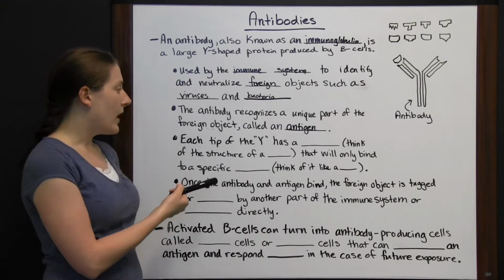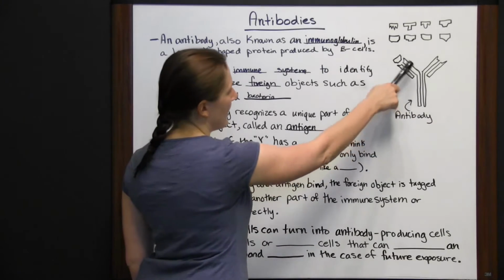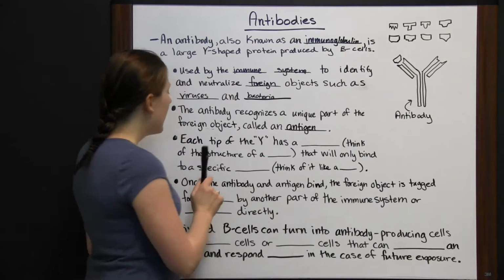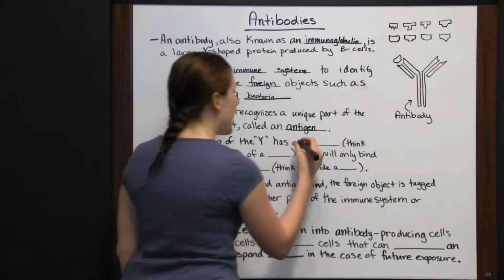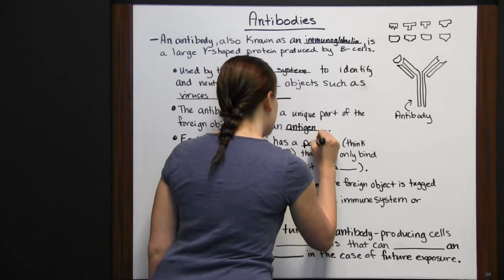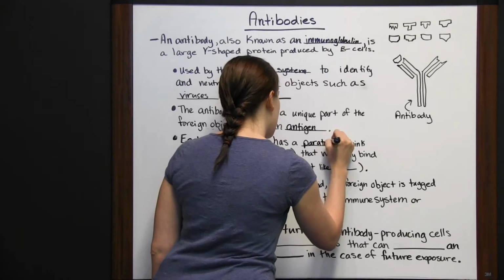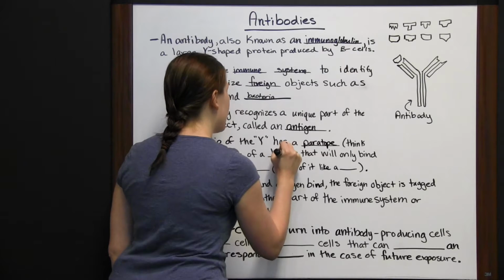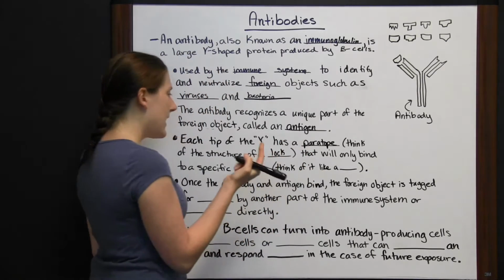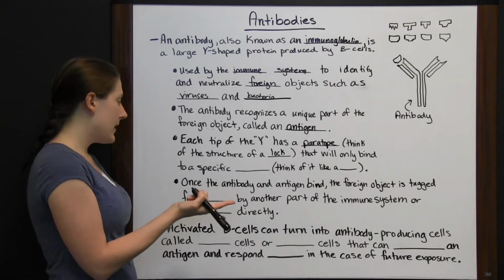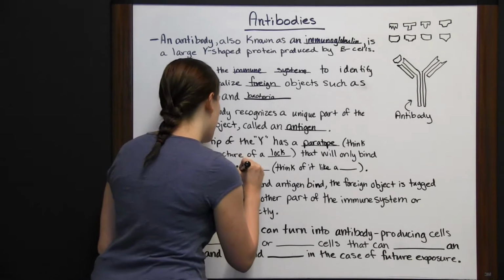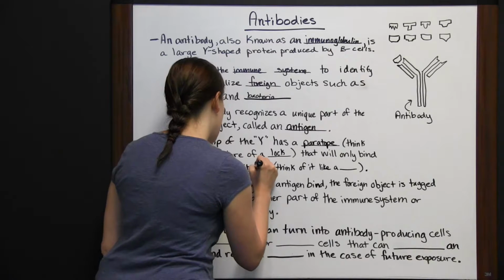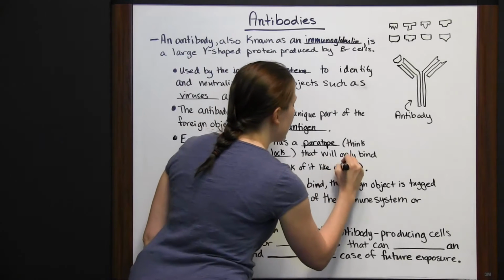Each tip of the Y, remember we said an antibody is a Y-shaped protein, each tip of the Y has a paratope. And think of the structure of a lock for a paratope. And each paratope will only bind to a specific epitope. And think of it like a key.